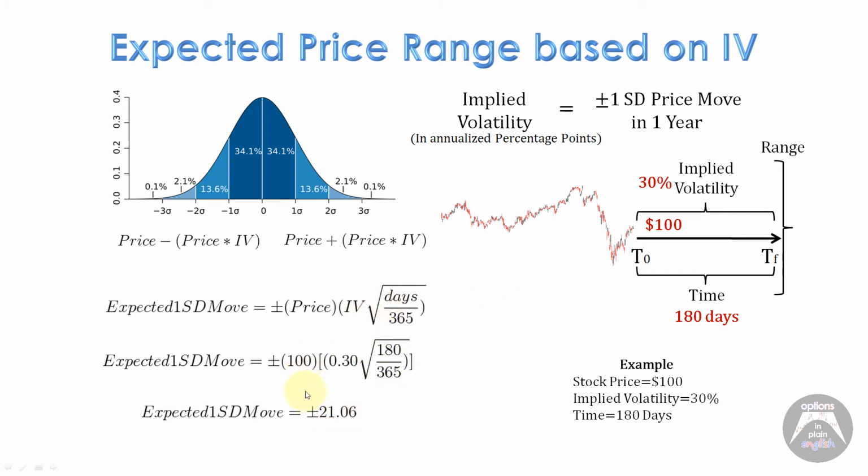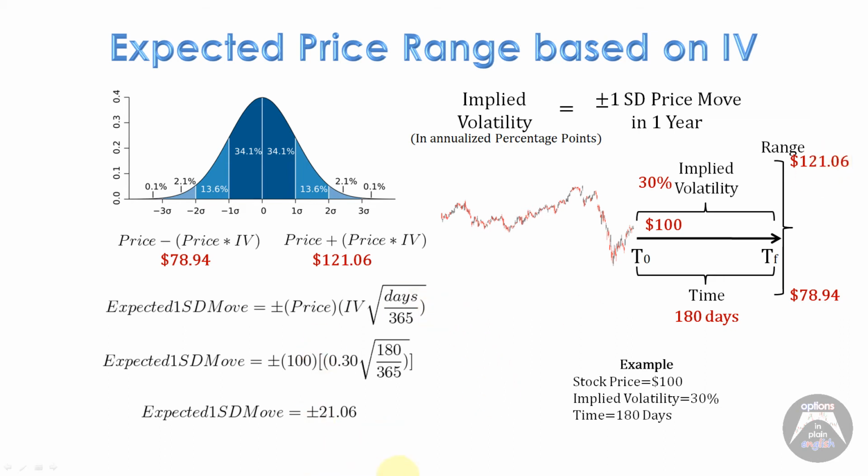Well, it means that from the price that we currently have, which is $100, $21 higher and $21 lower would be the range that is going to contain 68% of all occurrences in the future. We don't know what's going to happen in the future, but we do know that we have a 68% probability of this stock price value landing in a range between, in this case, 78.94 and 121.06.